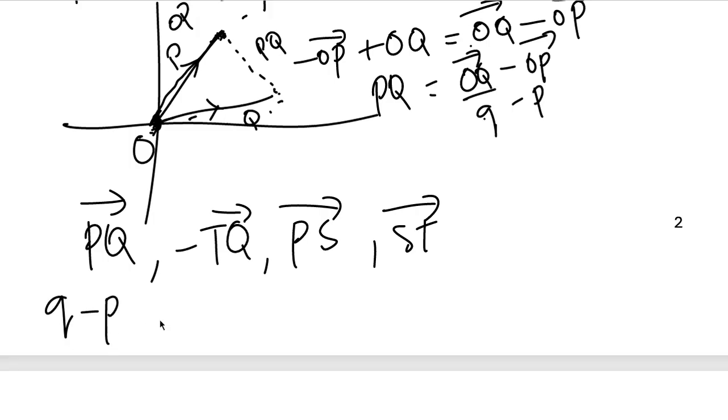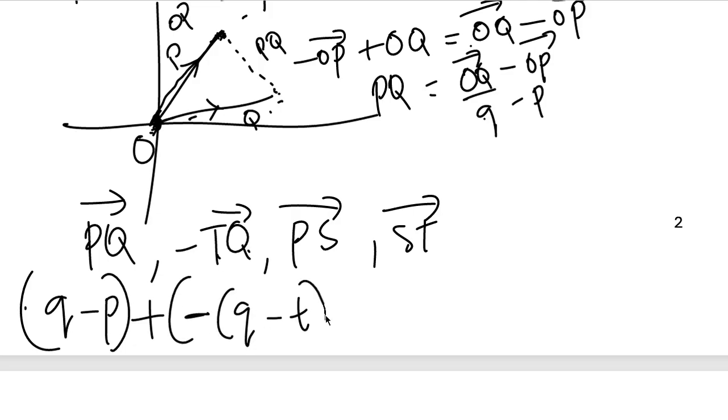Q negative P, right? And then remember we're adding it, and then plus we have a negative, right? So negative TQ. What's TQ going to be? It's going to be Q minus T, right? And then plus PS, and that's going to be S minus P, and then plus ST, and that's going to be T negative S.